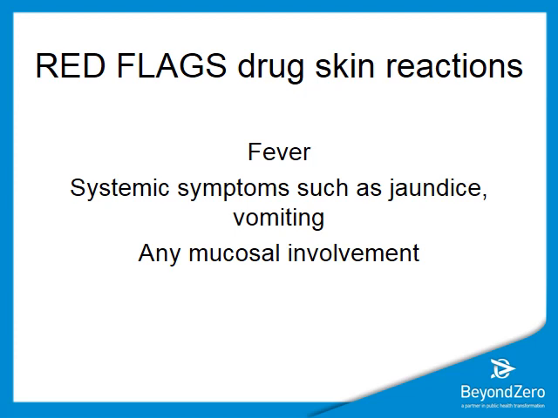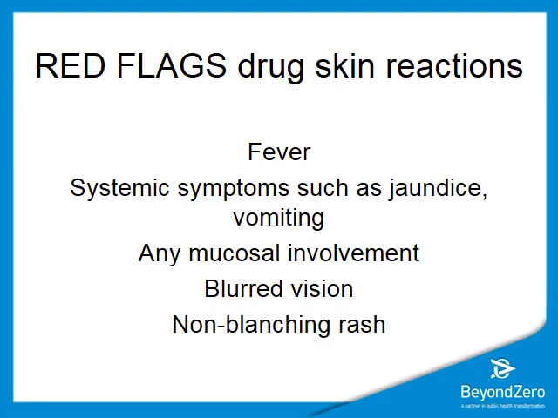Any mucosal involvement makes us concerned about an early Stevens-Johnson syndrome. So those are lesions on the mouth, lesions on the genitals. And blurred vision is actually part of that picture, that you can have lesions on the conjunctiva of the eye, and that can be an early warning sign of worse to come.